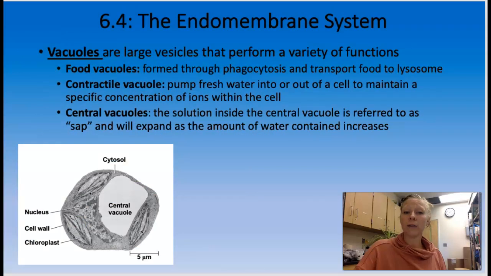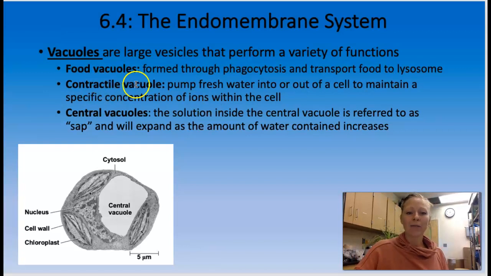And here we are at the very end talking about vacuoles. There are 3 different vacuoles that we're going to talk about. These are just these vesicles, these bubbles, these lipid membrane bubbles. So we have food vacuoles, which are going to form through phagocytosis and transport food to the lysosome, or transport stuff that needs to be broken down by the lysosome.